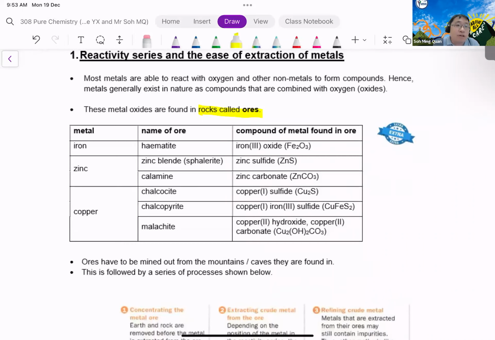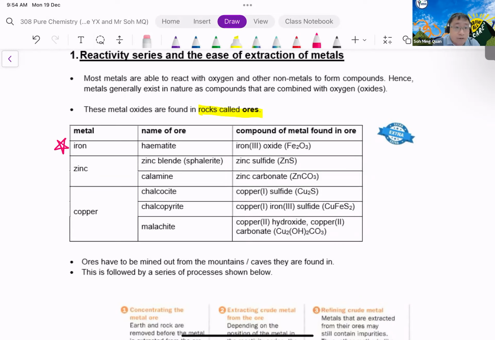So there are many different types of ores around us. So this is extra. The table shows you the names of the ores and what is the metal compound present in the ore. So this is extra information. I don't expect you to memorize the names of the ores. However, the first one, iron. So iron is mainly found in an ore called hematite. And hematite, the rock hematite, contains iron 3 oxide.